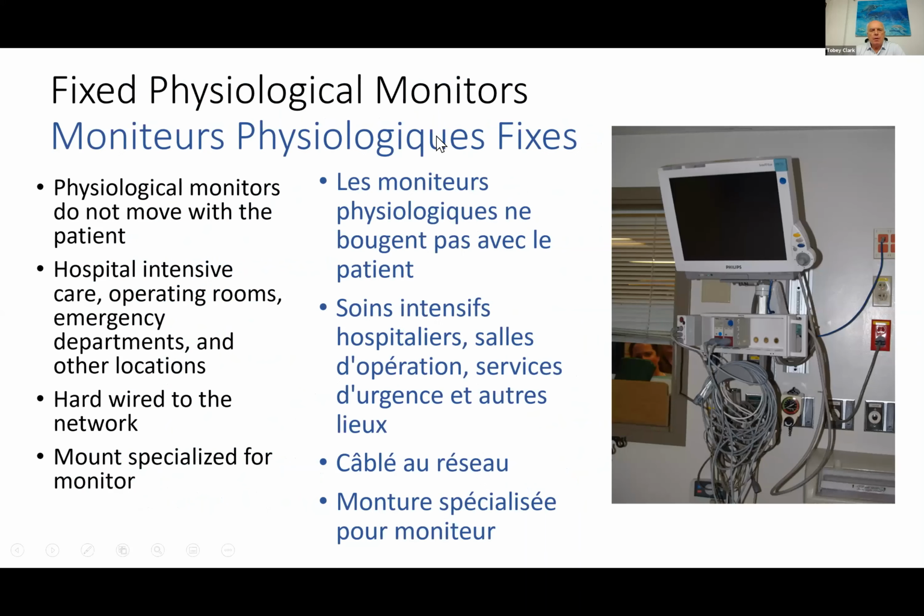Okay, we'll move on. The next topic is related to the types of physiological monitors. We have fixed monitors, which are typically found in the operating room, in the intensive care units, and other parts of the hospital. They don't move with the patient. They're hardwired and they may be connected to a network. They have a specialized mount. And you can see in this picture that the physiological monitor has modules that are inserted into an electronic rack, and they may be electrocardiograph, blood pressure, pulse oximetry, etc.